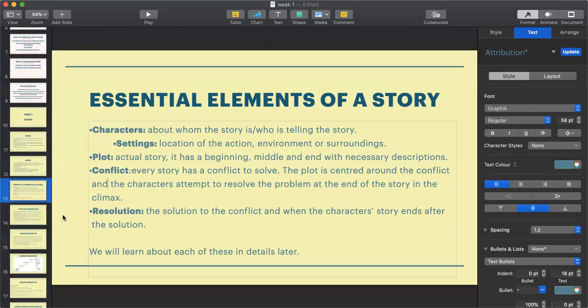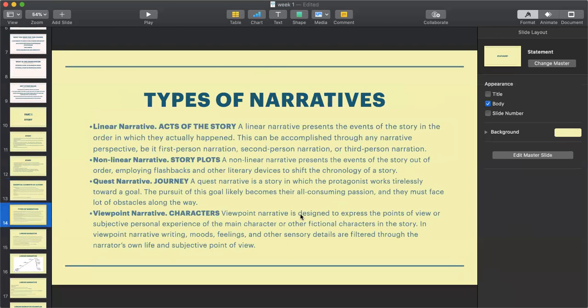So that's the resolution. We have talked about types of narratives also: linear narrative, non-linear narrative. Linear narrative is where everything is told in a sequence, whatever happened in a sequence. Non-linear narratives are basically different parts. Sometimes you are talking about flashbacks, sometimes you're talking about a parallel story. So there are different story plots.